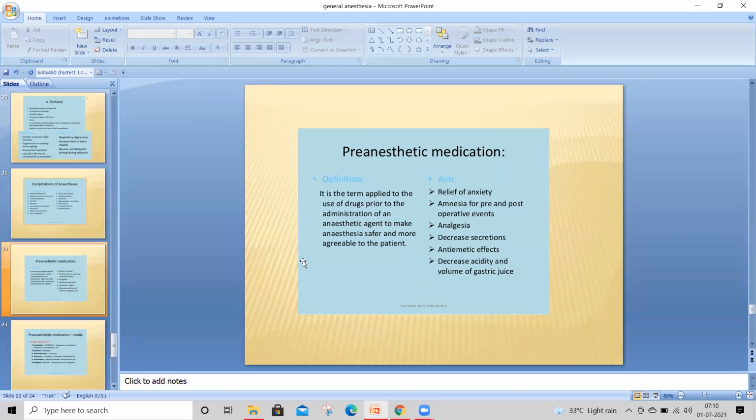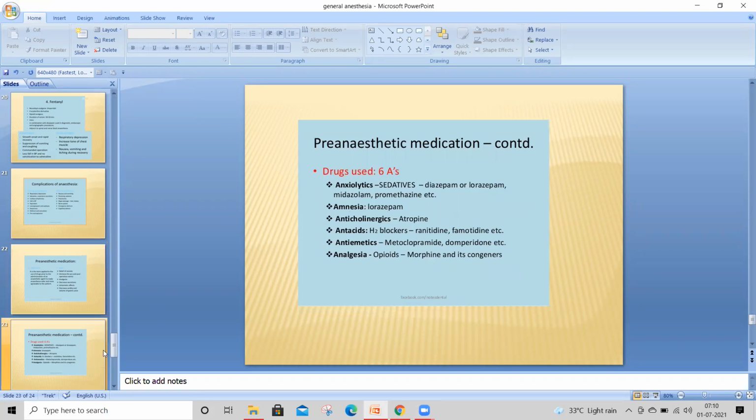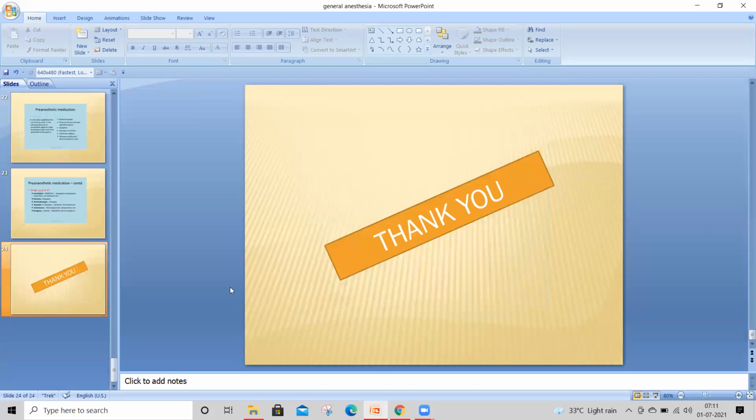So I have included a drug list also. You can see here, anxiolytics are used to reduce anxiety. Amnesics are used for sleeping. Anticholinergics, for example atropine, are used for reducing secretion. Antacids and H2 blockers, ranitidine, famotidine. Antiemetics are used to reduce nausea and vomiting. Analgesics, opioids, are used to reduce pain. These are some pre-anesthetic medications.